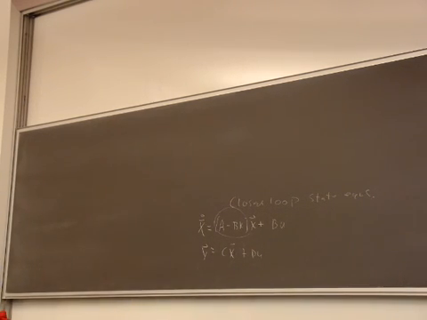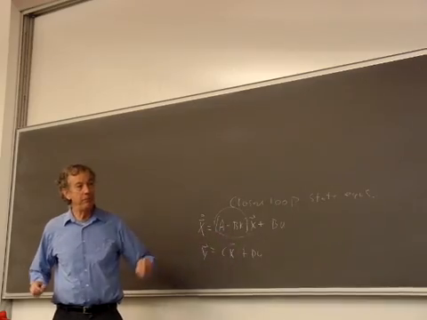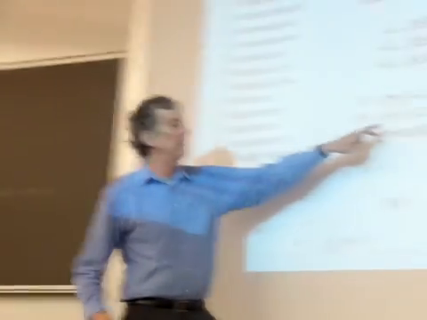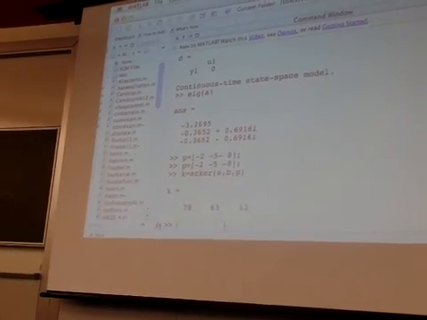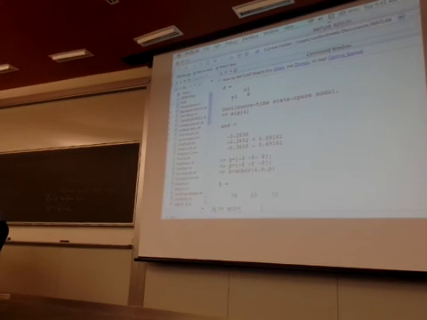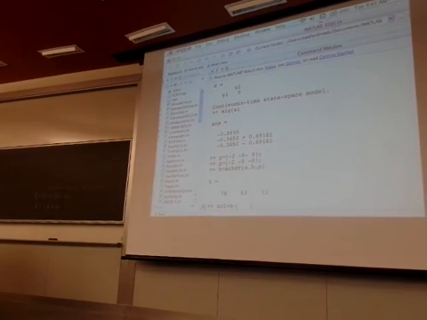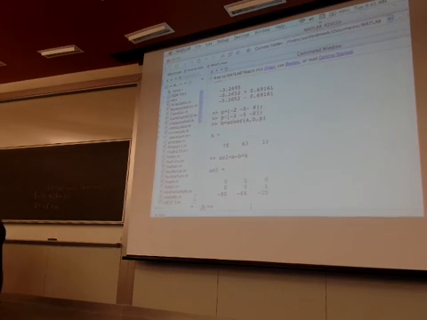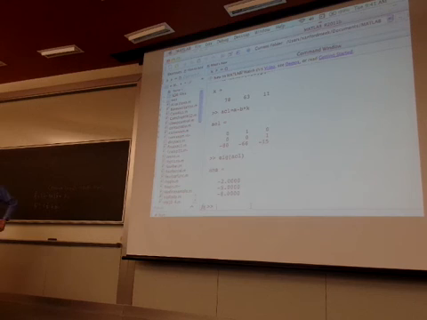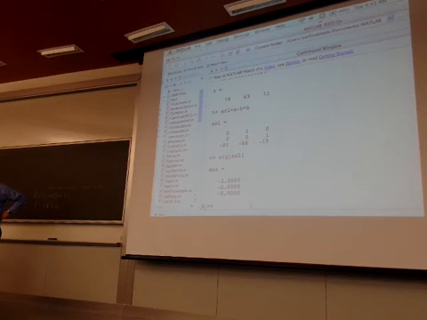So the roots of A minus BK should be these roots. Let's do that. I'll call this A closed loop: A minus B times K. There's a closed loop system. What do you think the eigenvalues are? Minus 2, minus 5, minus 8, right? So yes, that closed loop system should do that.